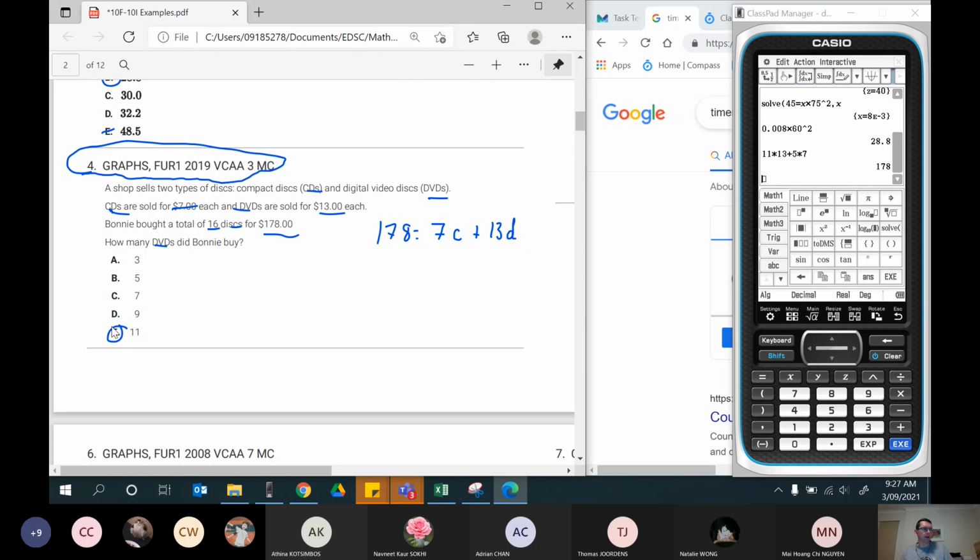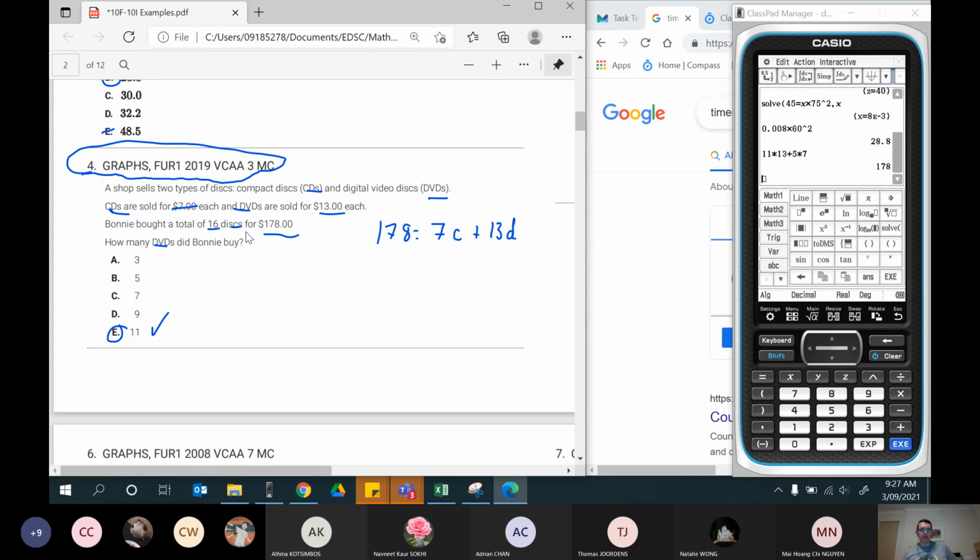Did anyone go about it that way? You can do that and literally just go through it, and then you can go, oh, well, 11 makes sense. There's nothing wrong with doing that, which is fine.